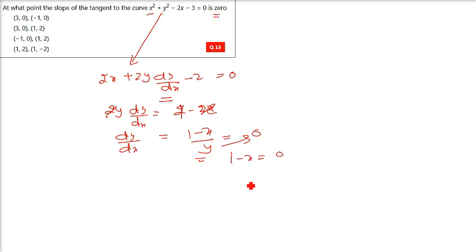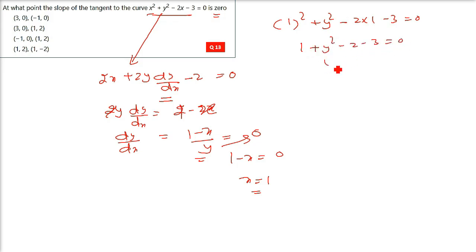So when you have x, you can find out the value of y now. Just put this x equals 1 in the original equation. It will be 1 square plus y square minus 2 into 1 minus 3 equals 0. So 1 plus y square minus 2 minus 3 equals 0. So y square, this is 1 minus 5, which is minus 4.